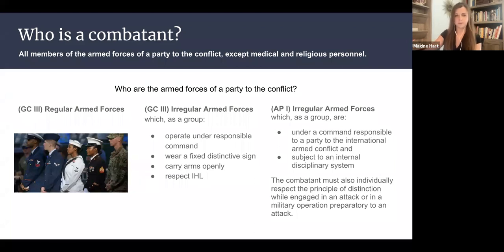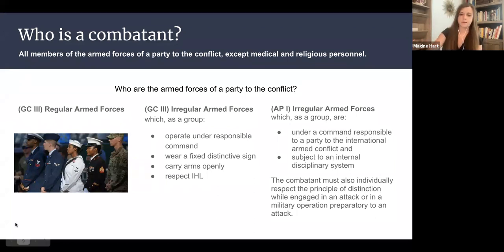So who is a combatant? It's all members of the armed forces of a party to the conflict except medical and religious personnel. So then we need to know who qualifies as the armed forces of a party to the conflict. Often it will be regular armed forces, which generally will be in uniform and have extensive regulations and codes of conduct, things like that. So what you think of when you think of the armed forces usually.